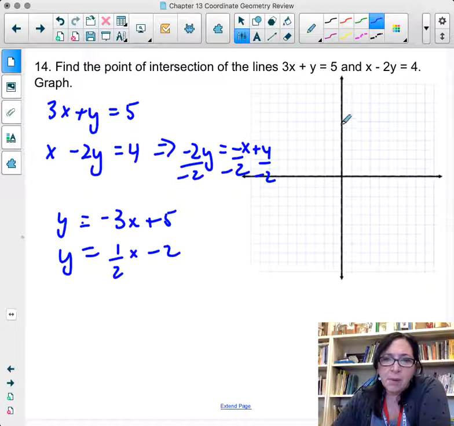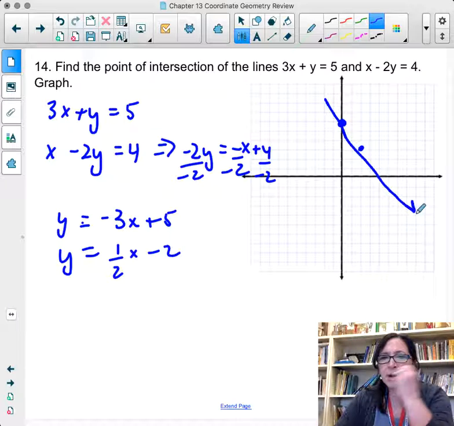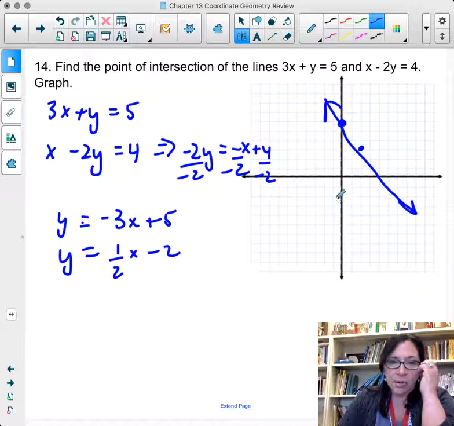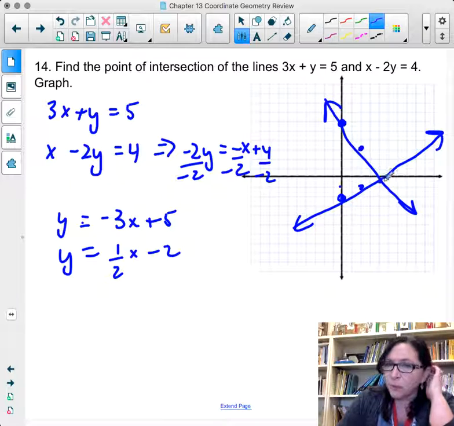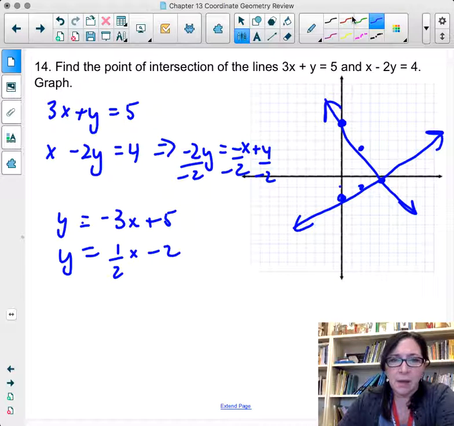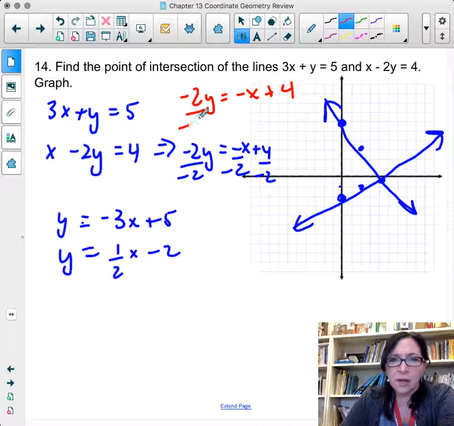So it looks like I'm up here at 5, and I go down 3 over 1. That's a negative slope, so it's got to go down right. And then this one is starting at -2 and going up 1 over 2, and this is going like this. So they're looking for the point of intersection, okay? Let me just make sure, -2y equals -x plus 4. I divided everything by -2, and I got y equals 1/2 x minus 2.